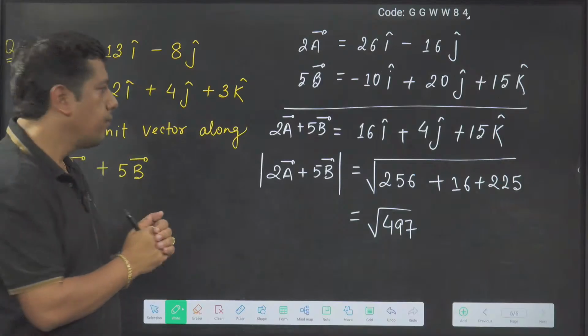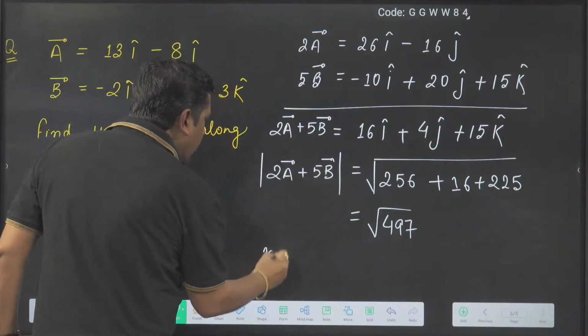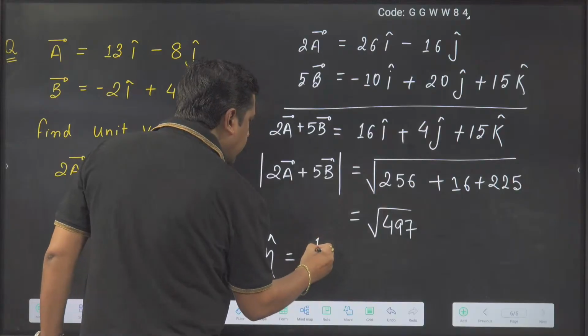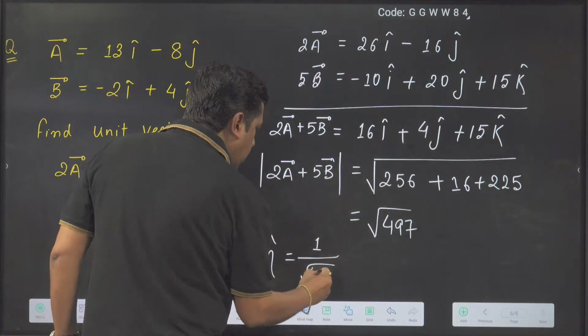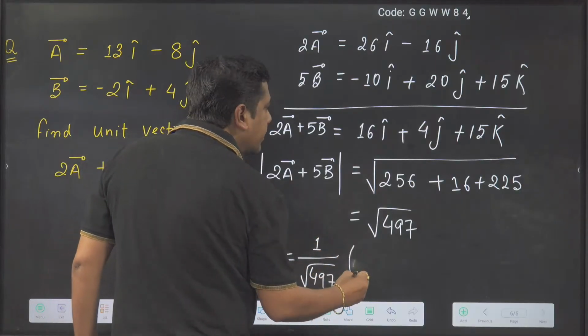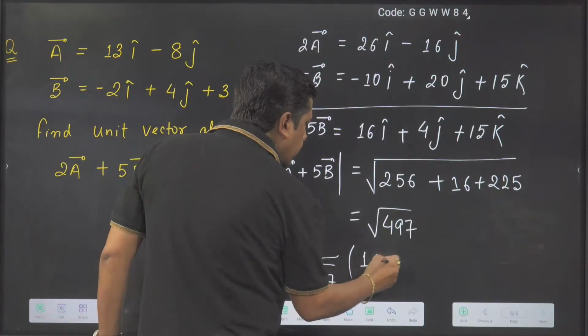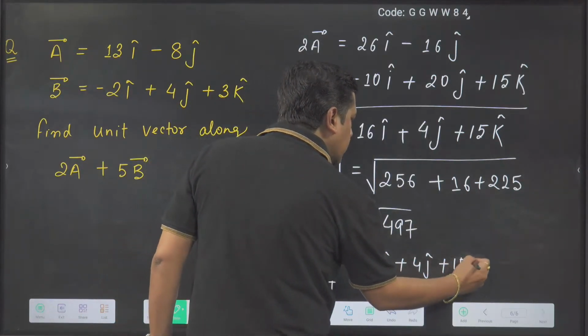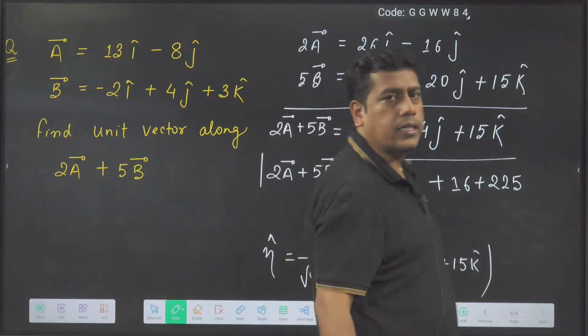Okay, fine. Then what is unit vector? You can write like this, any symbol. So we will divide this and this. You can say 1 by under root 497, (16 I cap plus 4 J cap plus 15 K cap). This is our final answer.